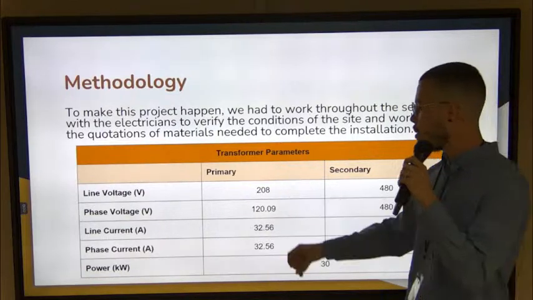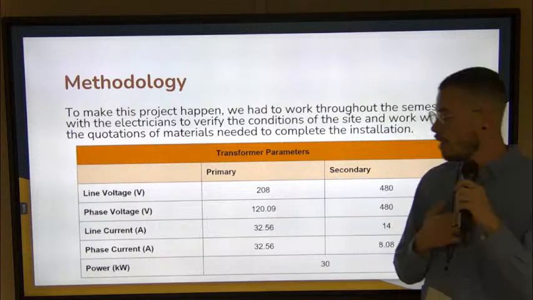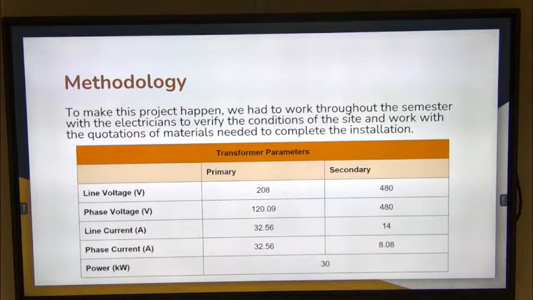So we're expecting a current of 32 amps, and with the relationships that I presented earlier, we get these currents. And for the sizing that we did for the transformer, we're talking about a 30 kVA transformer, so 30,000 volt amperes.